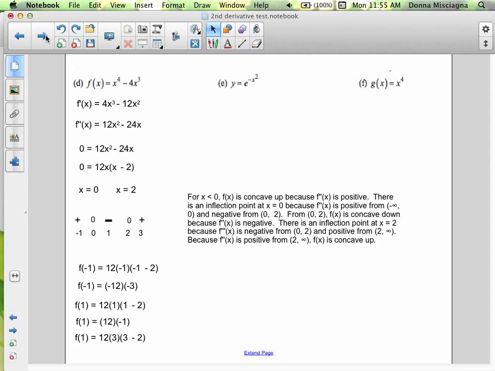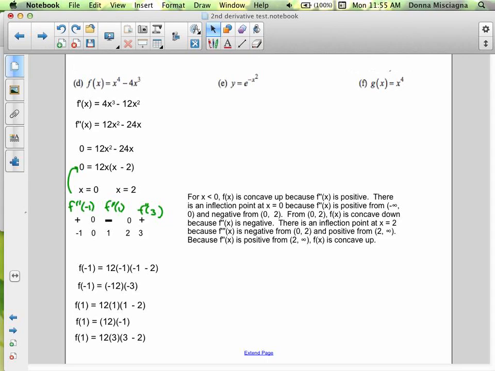You plug the values around where the second derivative is 0 into the second derivative. So this would be f double prime of negative 1, f double prime of 1, and f double prime of 3. You plug in negative 1, I like to plug it back into the factored one, because I don't care about the value, I just care about the sign. So you have a negative times a negative, that's going to be a positive. You plug in the 1, you got a positive times a negative, that's negative. You plug in the 3, you got a positive times a positive, and that's positive.